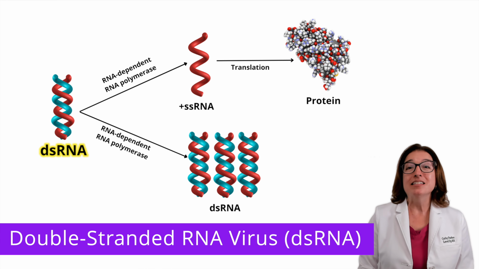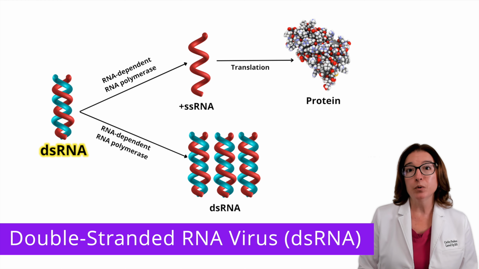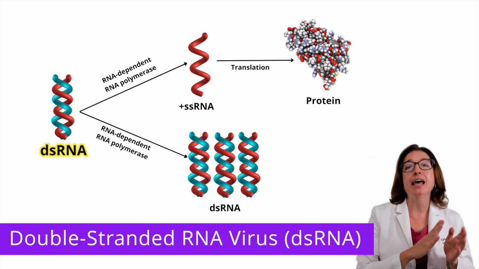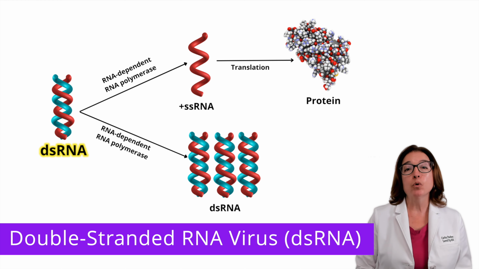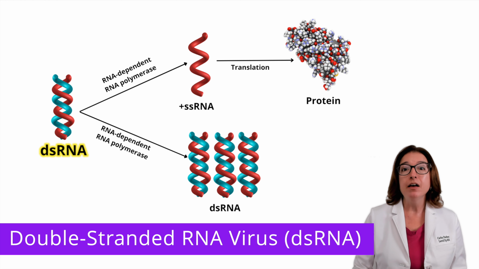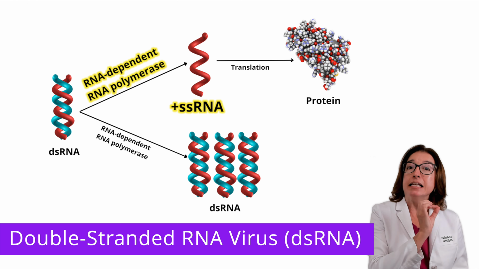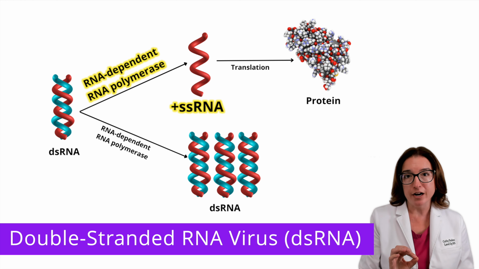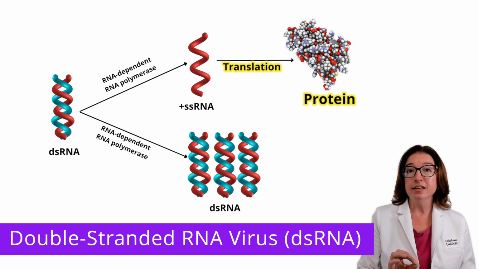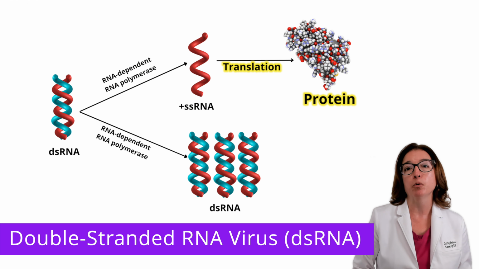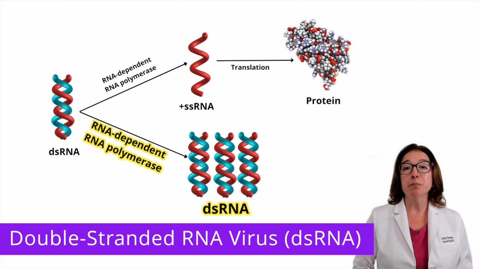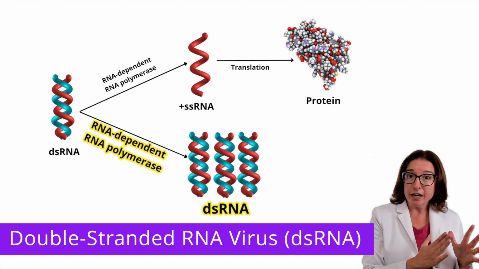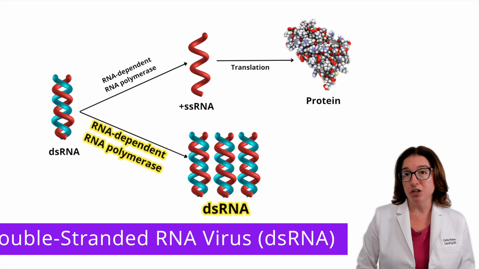Next, we have a double-stranded RNA virus, which contains a positive strand and negative strand. In order to make viral proteins, RDRP uses the negative strand as a template to synthesize a positive strand. And then this positive strand is translated to make viral proteins. And then RDRP copies both strands in order to replicate the genome.